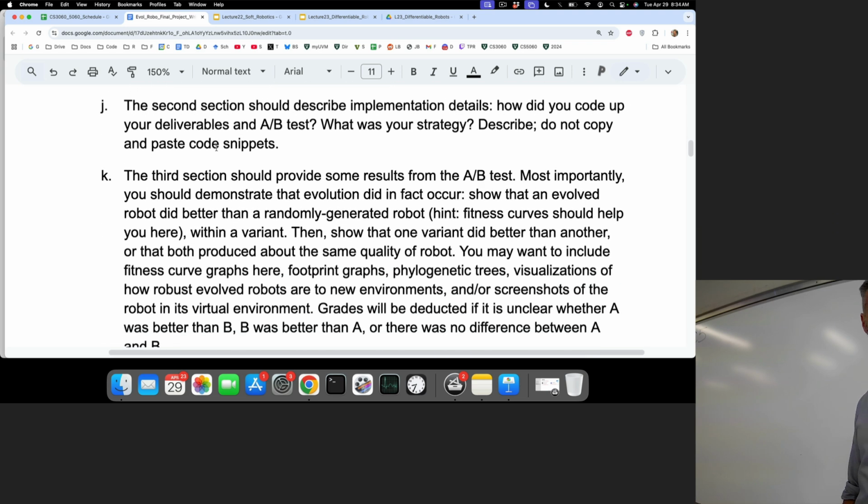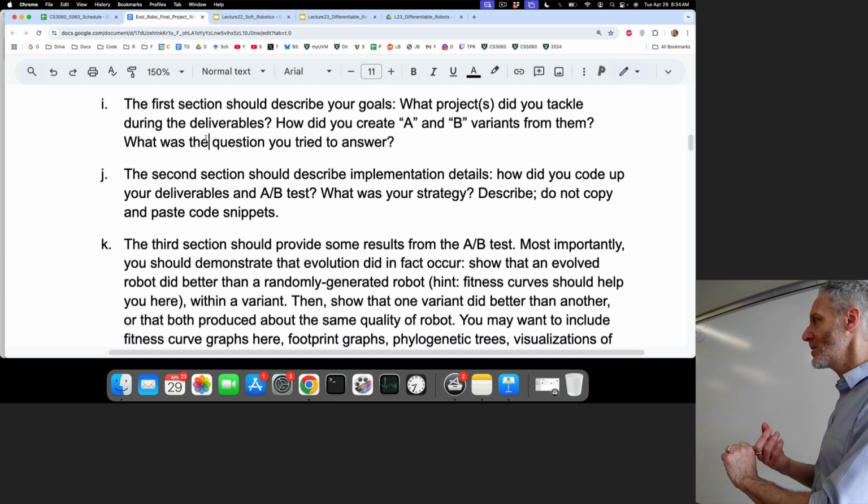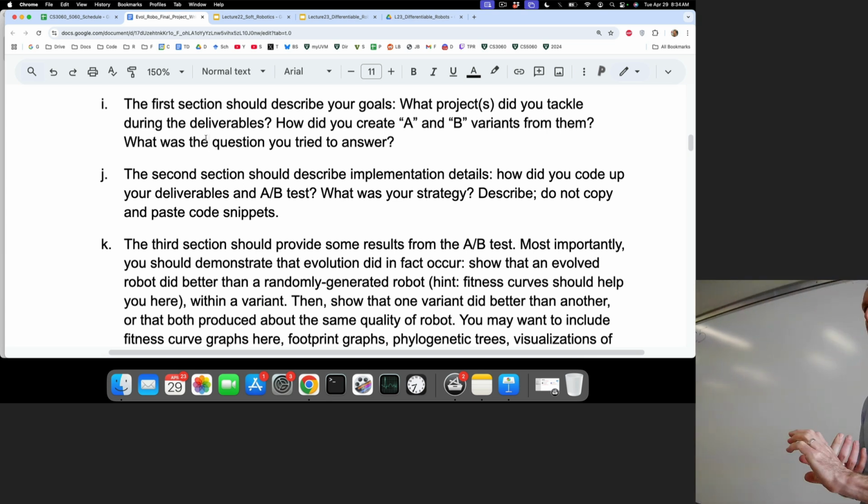Okay, second section is the how. How did you go about doing it? We want to see a description of how you went about implementing this. Please do not copy and paste code snippets. That's not really informative. That's not what we're looking for. You had a vision for your goal. How did you go about translating that into a robot, physics engine, fitness function, evolutionary algorithm, neural network controller? Give us the strategy. Okay. How did you then go about coding up or implementing A and B? Try and avoid just copying and pasting code.